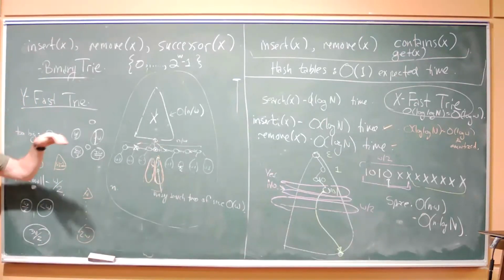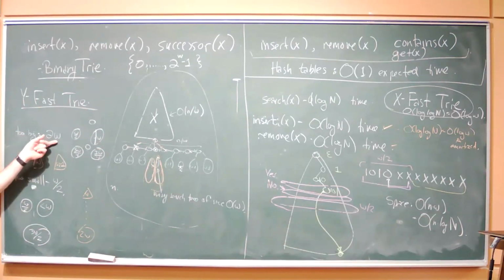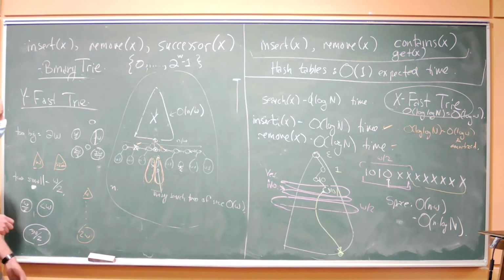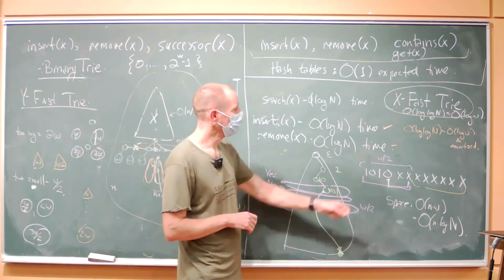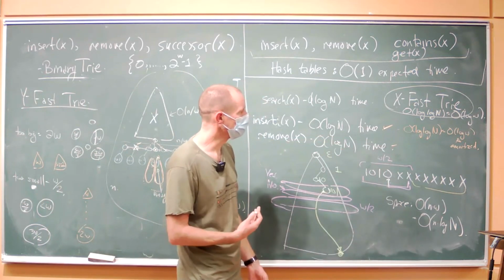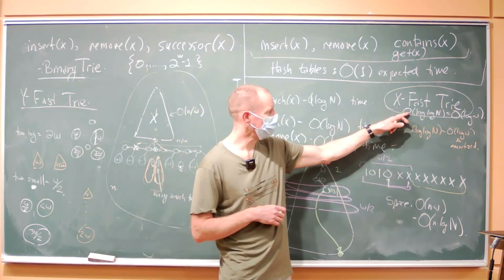And if you really hardly ever want to touch this tree, you can change the constants. You can say too big is more than 50W, and too small is W over 50 or something. You can play with that. Okay, so then you get all these things: inserting and removing in log n amortized time, which is log w, and searches in log w time.